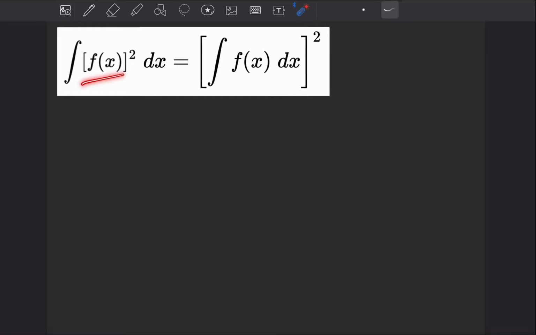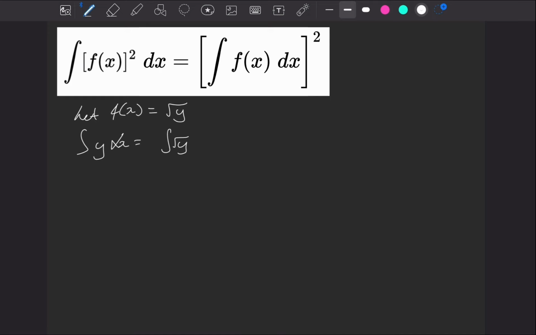We've got the integral of the square of a function is equal to the square of the integral of a function. So we'll start off and we'll let f of x be the square root of some other thing, and that some other thing can be y. And that means then our equation is going to be the integral of y is equal to the square of the integral of the square root of x.